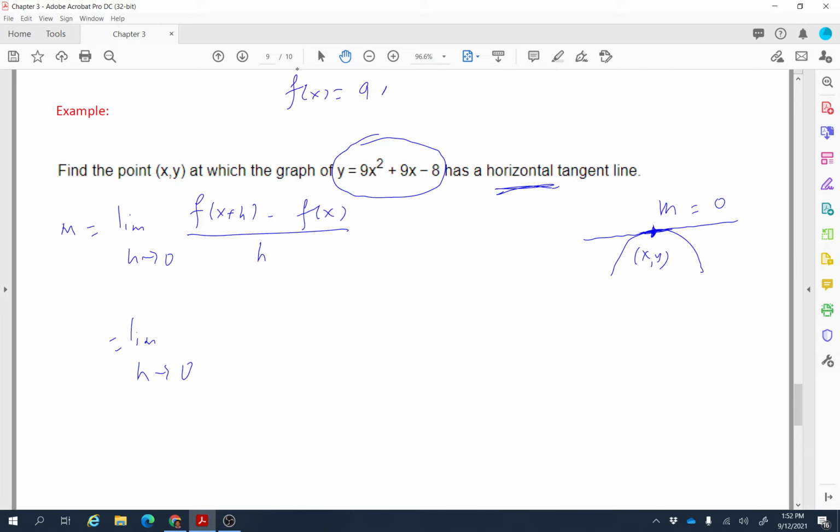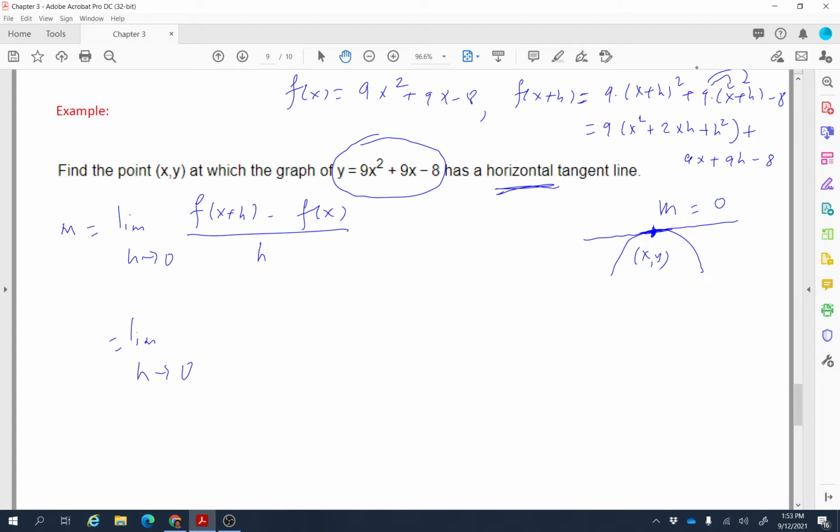f of x is 9x squared plus 9x minus 8. For f of (x plus h), wherever you see x, just replace that x by x plus h. So 9 times (x plus h) squared plus 9 times (x plus h) minus 8, and then simplify that. (x plus h) squared is x squared plus 2xh plus h squared, plus if you distribute this 9, it will be 9x plus 9h, minus 8. So this is the value of f of (x plus h).